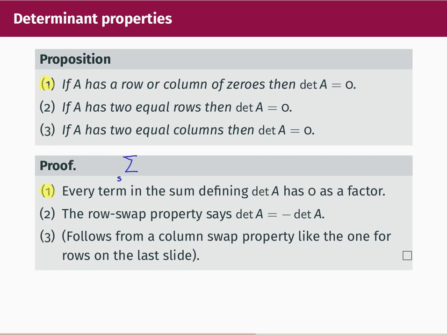It's the sum over every permutation S in Sn of the sign of that permutation times a product, A1,S(1), A2,S(2), up to An,S(n). You will remember that we made the observation that every summand in that sum contains a term from row 1 and a term from row 2 and so on, a term from every row in the matrix.